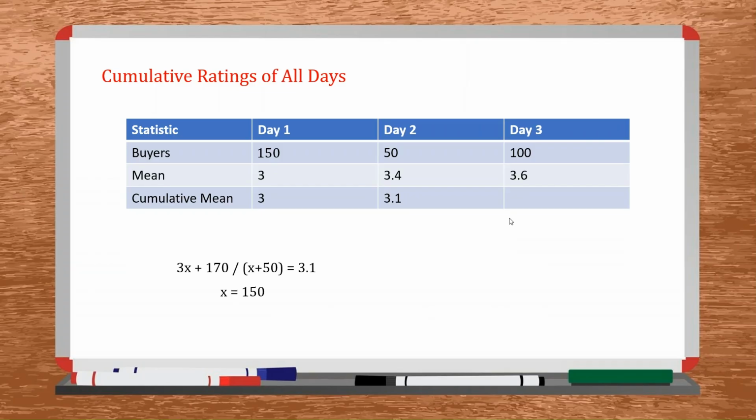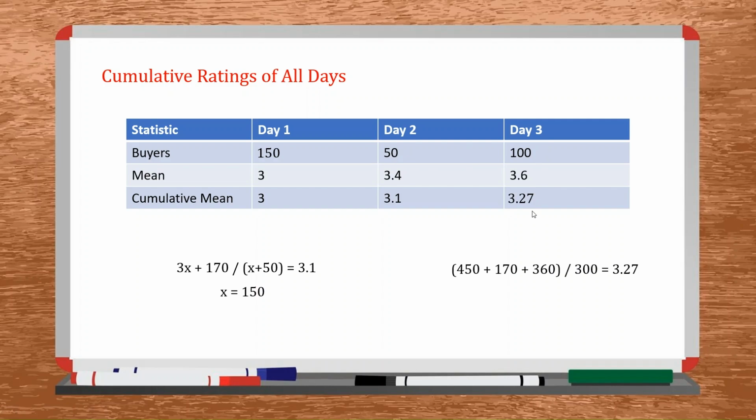Now I can also calculate similarly the cumulative mean for day 3. That would be 150 into 3, that is 450. Then 50 into 3.4, which is 170. And 100 multiplied by 3.6, which is 360. Summing all this and then dividing by 150 plus 50 plus 100, which is the total number of buyers, gives me the cumulative mean for day 3 as 3.27. So we have already found all the values which were asked.